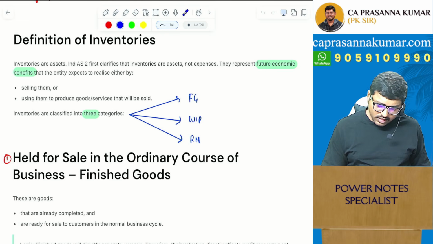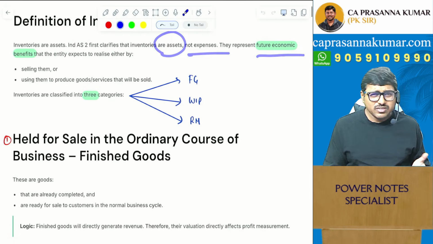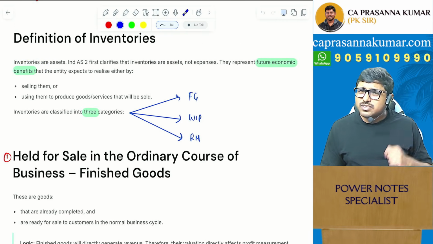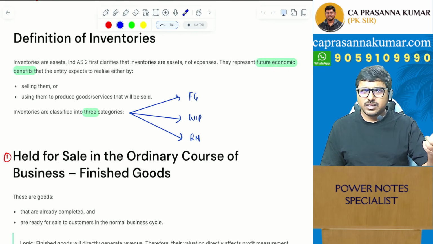Okay. So they are assets and not expenses. And why? Because they represent future economic benefits, obviously, right? How do you get the benefits out of the inventory? Very simple. If you sell them, you can get the benefit.